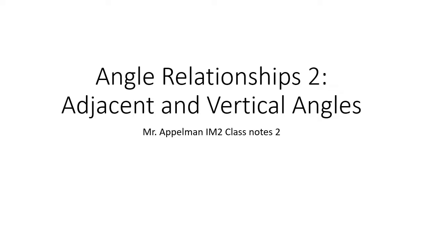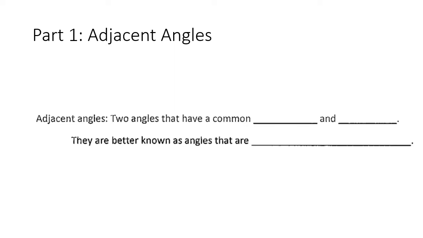And today we're going to be looking at angle relationships 2 notes, talking about adjacent and vertical angles. We will start at part 1 with adjacent angles, which is any two angles that have a common vertex and common side. They have no overlap. They are better known as angles that are connected.